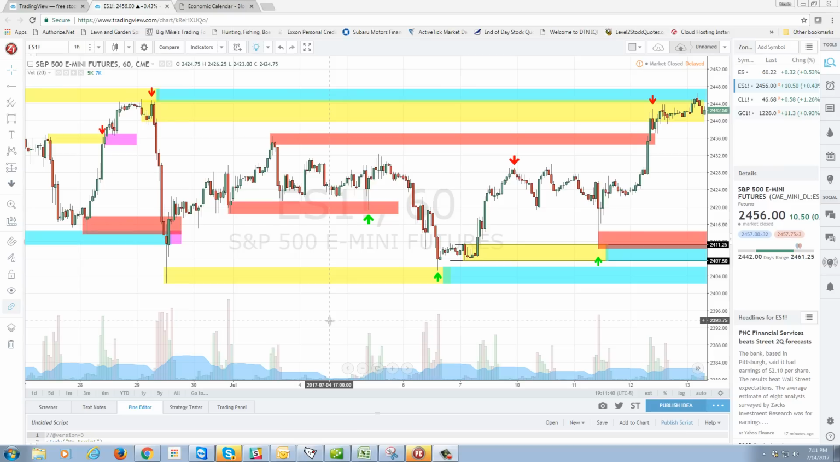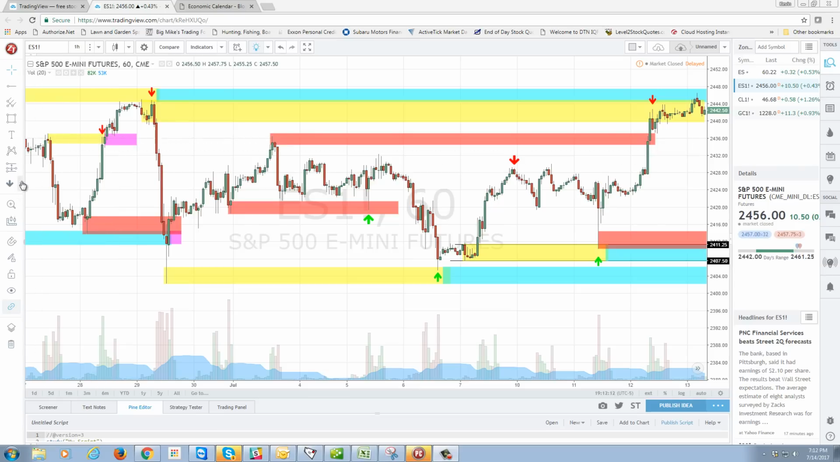Okay, these zones that I have drawn here, yellow ones are strong, fresh zones. Means they've never been touched before. The magenta ones, like this one here, once a fresh zone is broken through, like in this case it was a supply zone, but price broke through it. Well, once price breaks through it, it's a demand zone, and when price returns back to it, you have another trading opportunity for a long trade in this example.